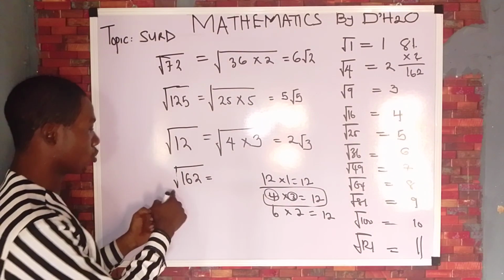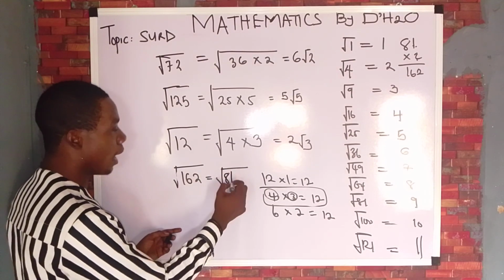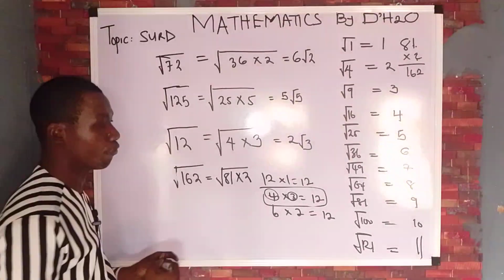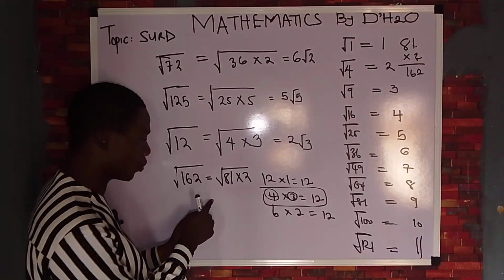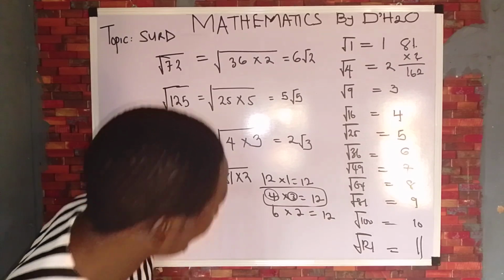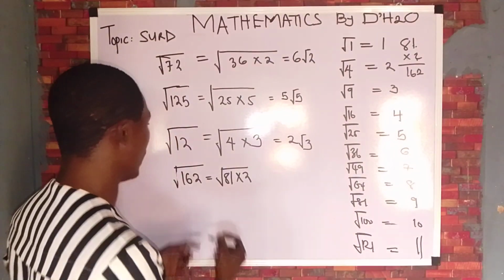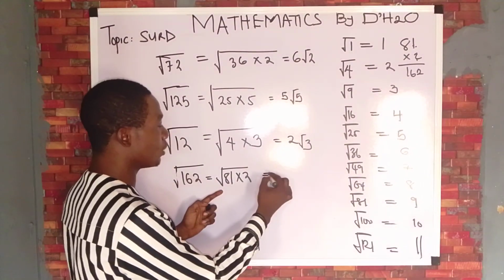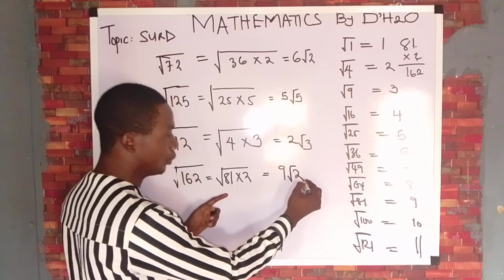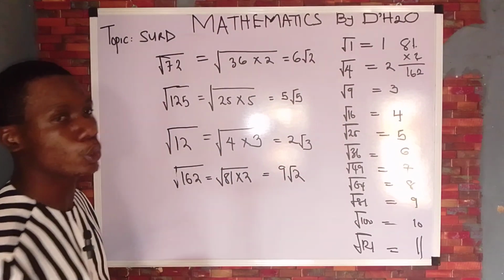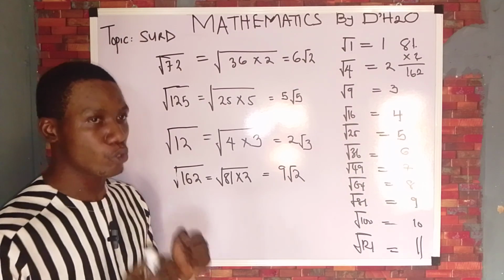If you want to simplify this, you have the square root of 81 times 2. Don't forget, 81 is a rational number, but 162 is an irrational number, a surd. So what we'll simply do is get the square root of 81, which will give us 9, and then we have 9 root 2. This is what we refer to as the simplification of surds.